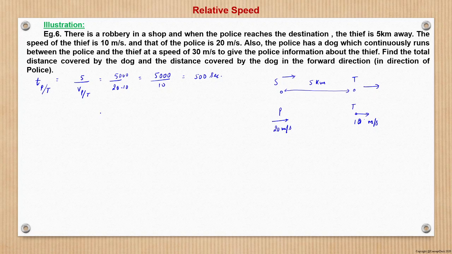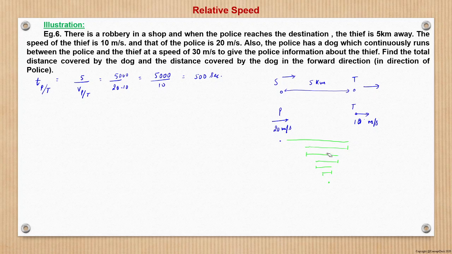So the first part of the question: you find the distance covered by the dog. So what happens? The police has a dog. The dog keeps on running, goes here, comes back, goes some distance again, comes back, goes some distance again, comes back. So the dog keeps on running to and fro until the police catches the thief, right? The police catches the thief.